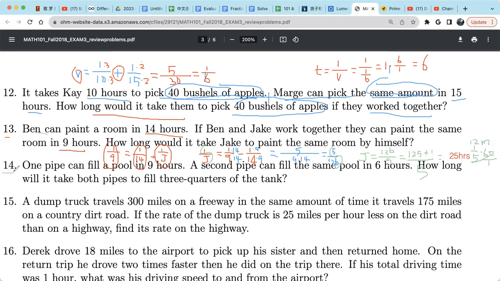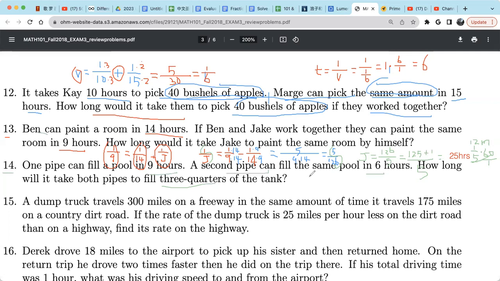Let's see 14. One pipe can fill a pool in 9 hours. A second pipe can fill the same pool in 6 hours. So the speed of the first pipe is 1 over 9, and the speed of the second pipe is 1 over 6. How long will it take both pipes to fill 3/4 of the tank? Okay, the tricky part is this, right? 3/4 of the tank. Let's try to find the finish-the-job time first.